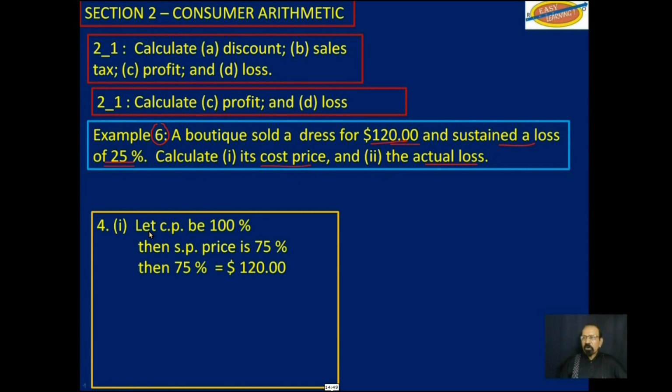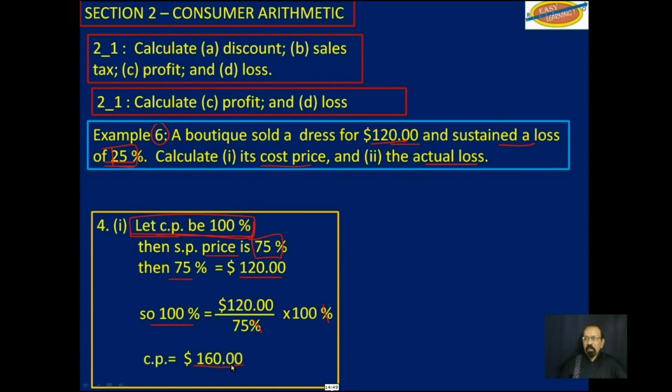Okay? So the cost price, we will let the cost price be 100%. Then the selling price is 75%. Notice we subtract the 25 because it was a loss. When it was a profit, you would add it. Then 75% is equal to $120. We will find for 100%, we said that we will let the cost price be 100%, which would be 120 divided by 75% multiplied by 100%. Percent cancel out percent, and you are left with $160.